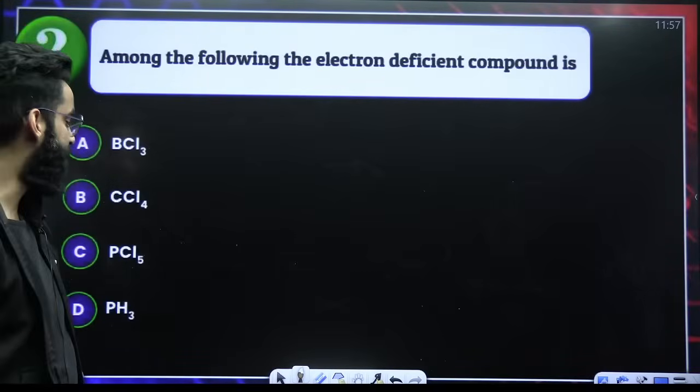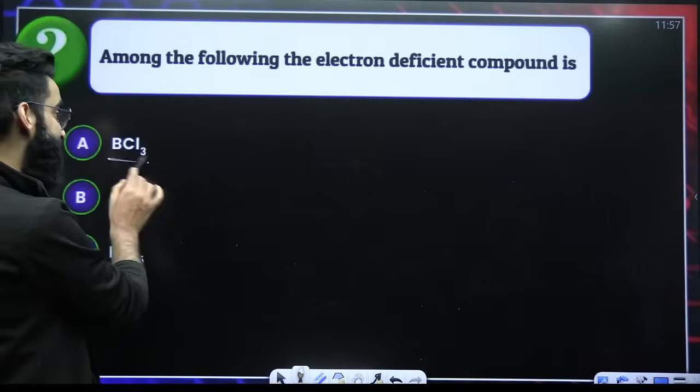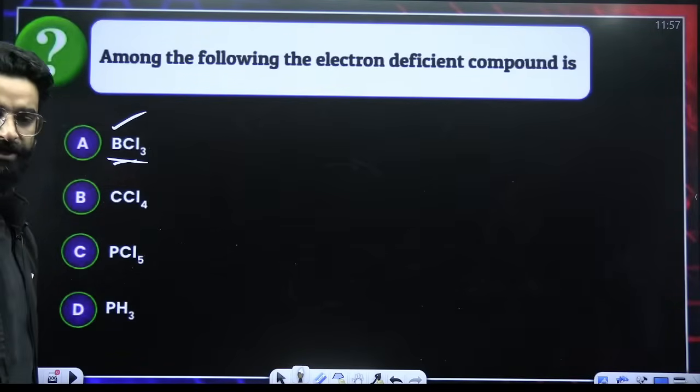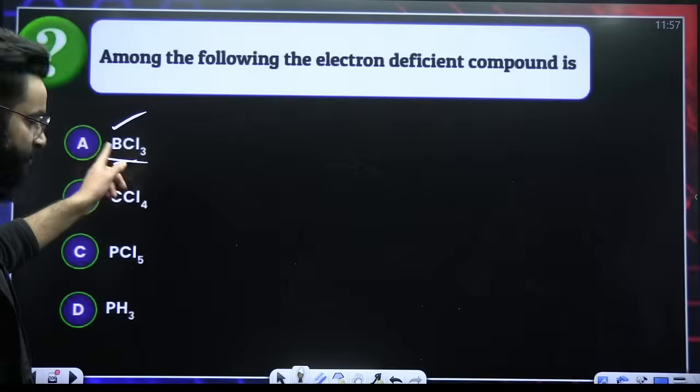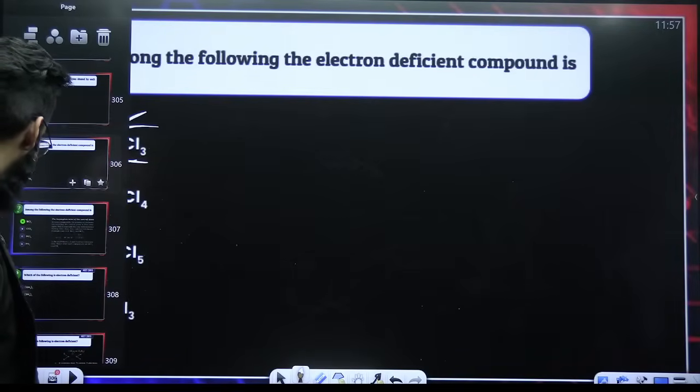Among the following, the electron deficient compound. Quickly. BCl3: boron has only 6 electrons in its outermost shell. It should have 8, but only 6. So it is deficient.